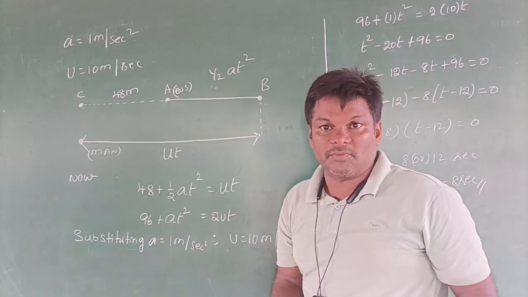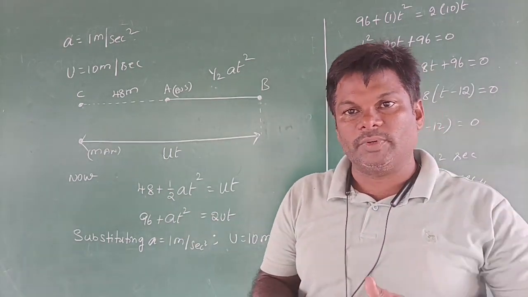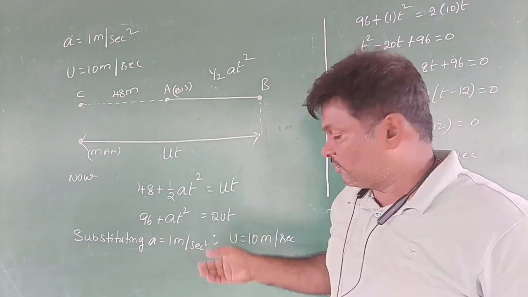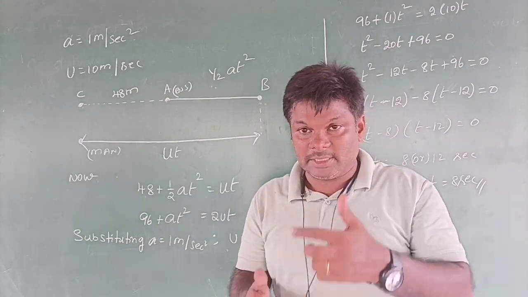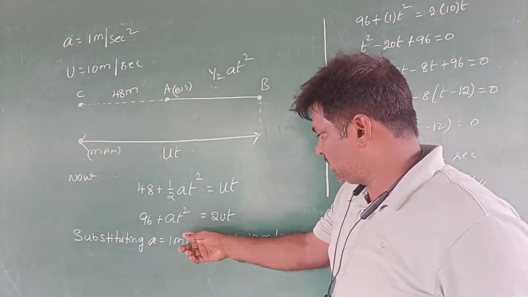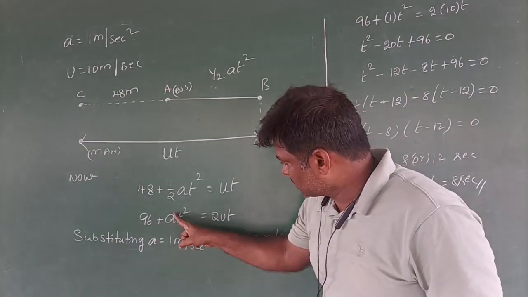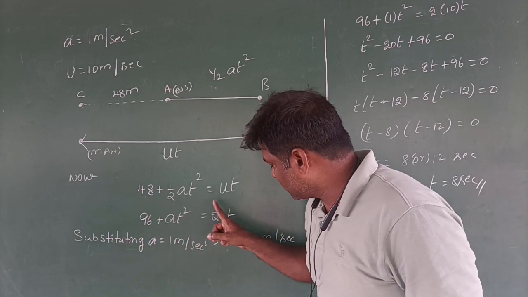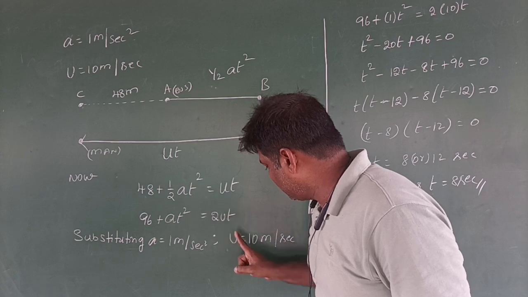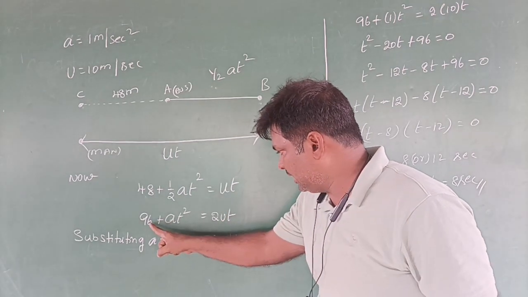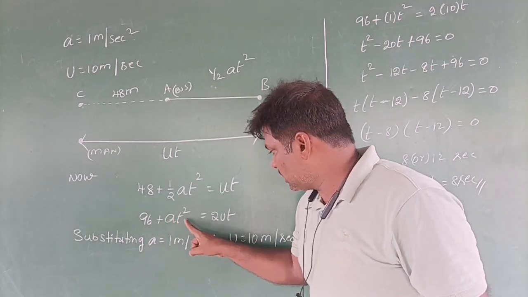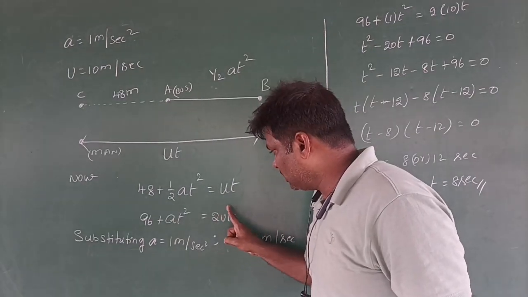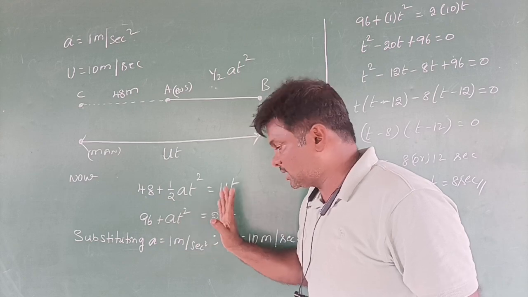Here you will get a quadratic equation. To get the time, we need a simple mathematical concept, that is called factorization. How to proceed with that, I will give you later. Now first of all, substitute the value of a is equal to 1 meter per second square in this equation, and substitute the value of u is equal to 10 meter per second. Then you will get 96 plus 1 into t square equal to 2 into 10 into t. 2 tens are 20t, it will come here. 1 into t square only you will get.